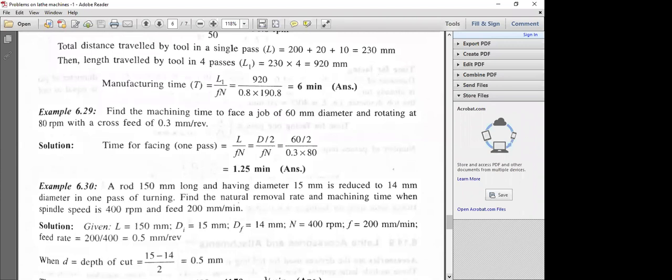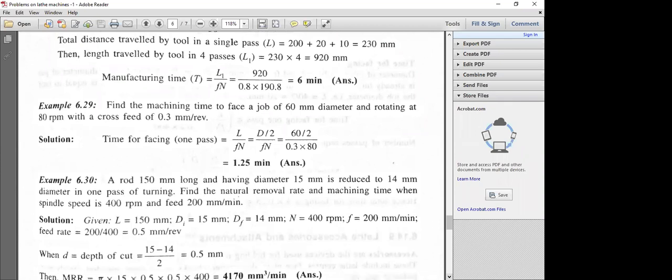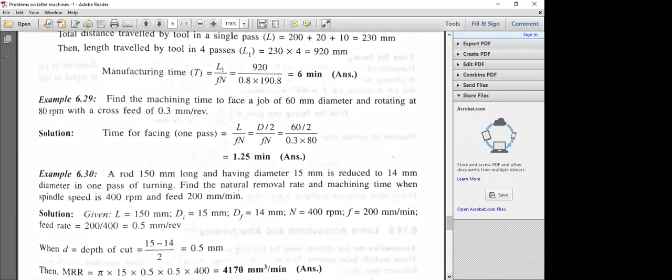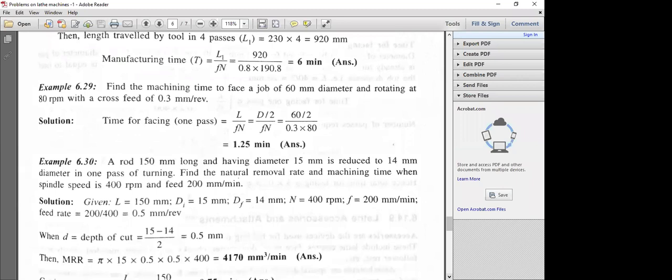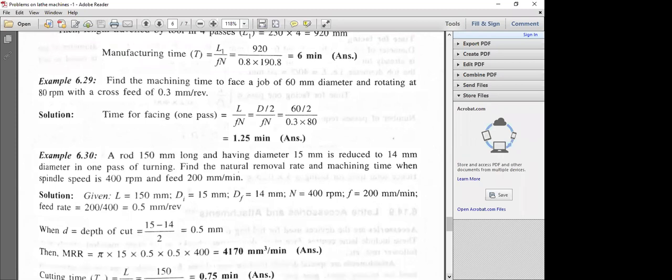So what is the depth of cut? Already I told you, depth of cut is given by (Di minus Df) by 2. You have to calculate the feed rate and depth of cut before proceeding with the problem. So that is 0.5.